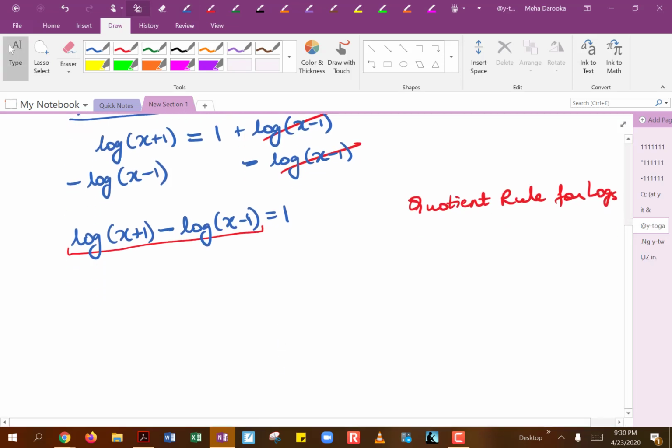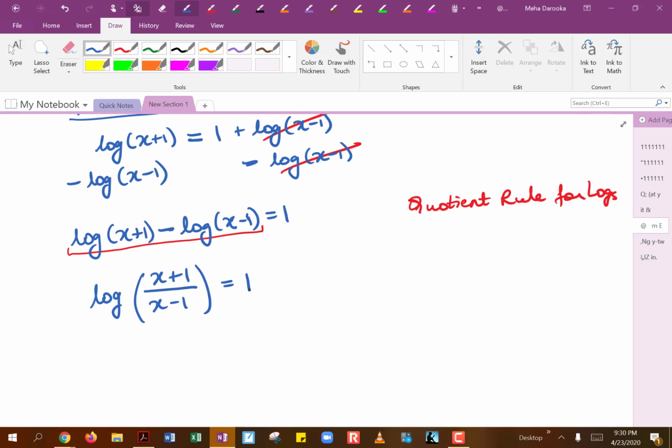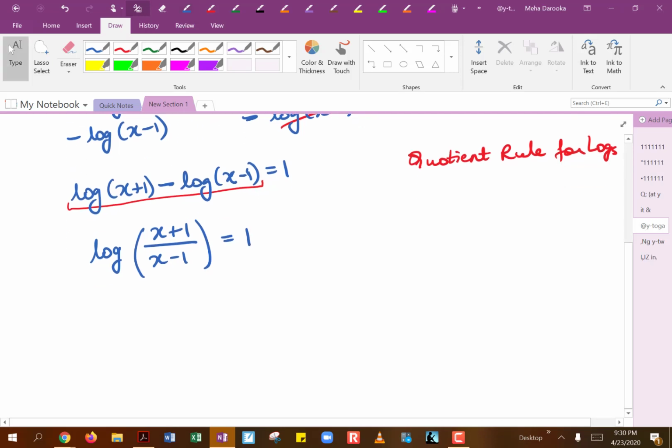And quotient rule basically means you keep that common log, and then the first parentheses becomes our numerator, so x plus 1 goes on the top. Second parentheses becomes the denominator, so x minus 1 will go on the bottom. Okay, so by using our quotient rule, we are reducing this down into a single logarithm. Now, because we still want to solve for x, we are going to convert this into an exponential format.